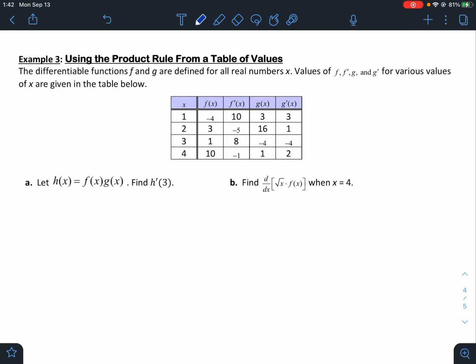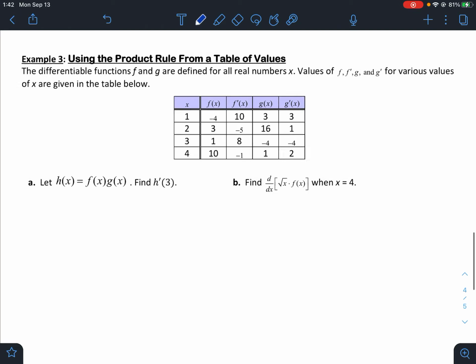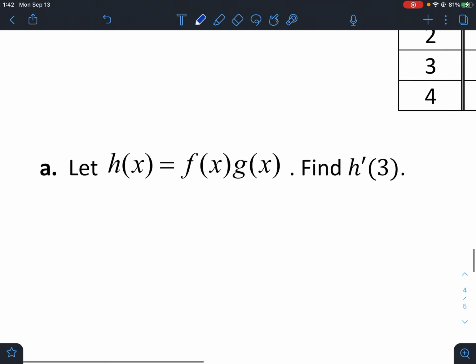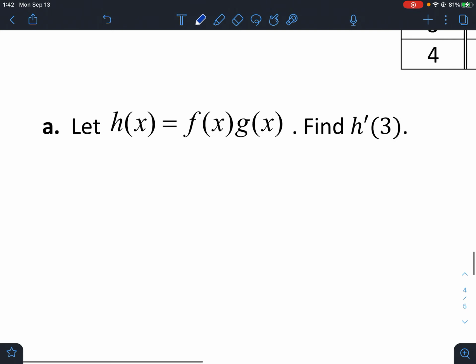So here we have an AP type problem using the product rule from a table of values. We have differentiable functions f and g, and we have values of f, f prime, g, and g prime for various values of x. So the first one says, let h equal f times g. Find h prime of 3.